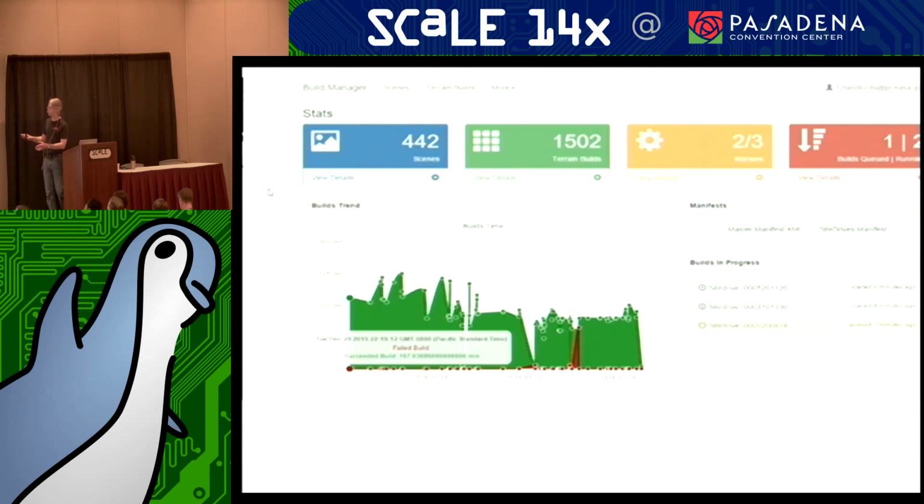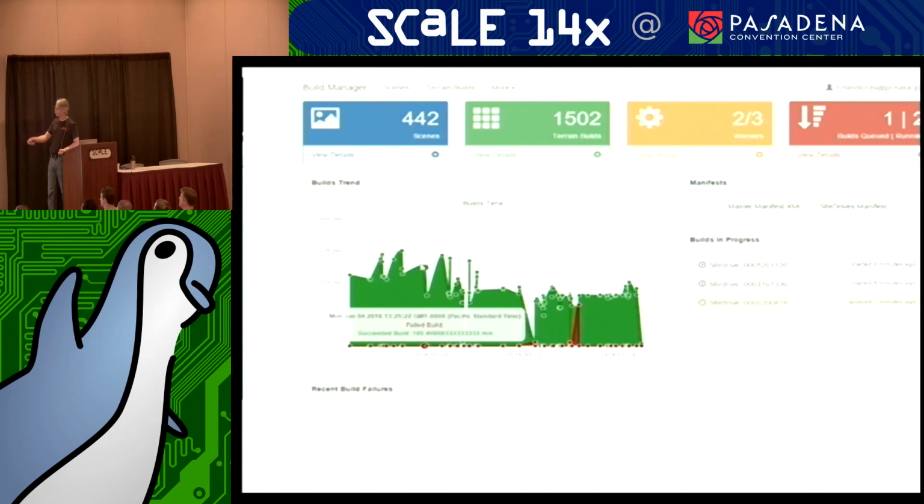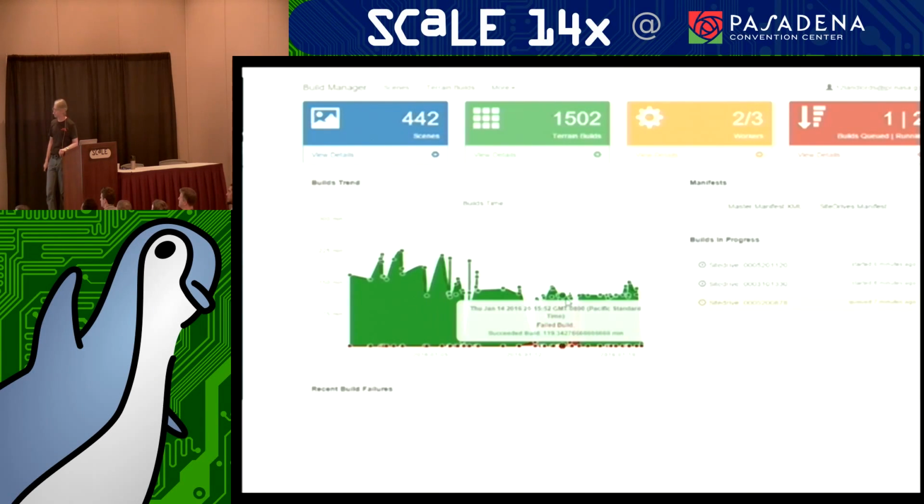So this is our build manager dashboard. This is created with AngularJS and Bootstrap. At the top, we have some summary statistics about the number of scenes we've built and the number of builds of those scenes. I can see the status of the cluster. At the time I recorded this, there were two nodes running, 3 allocated, and 1 build in the queue that hadn't been allocated to a node yet. Moving down, this chart here shows me the trend in time over the past month of different builds. As I mouse over, I can see a little bit of information about each of those builds.